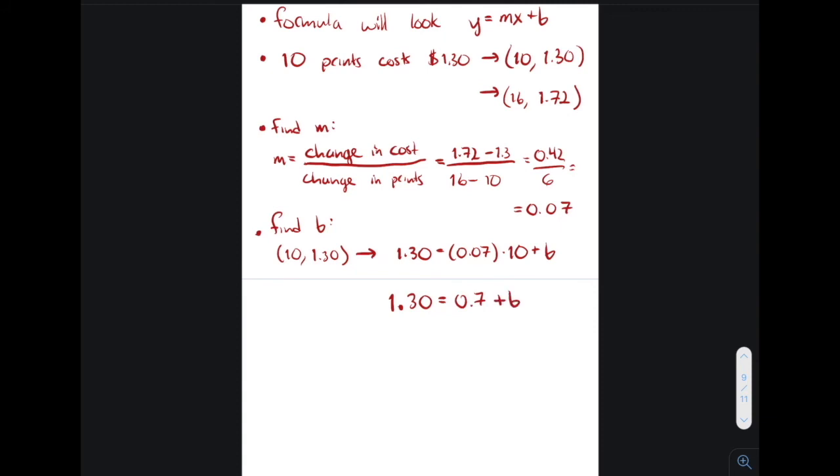Then we can work to rearrange and solve to get that b is going to equal 1.3 minus 0.7. And that b equals 0.6. Altogether, now we can express our function as y equals 0.07x plus 0.6.